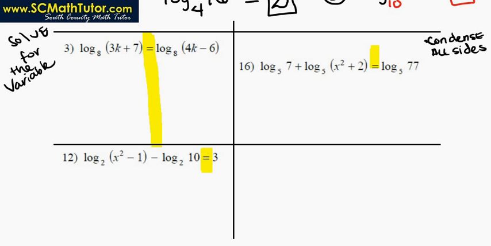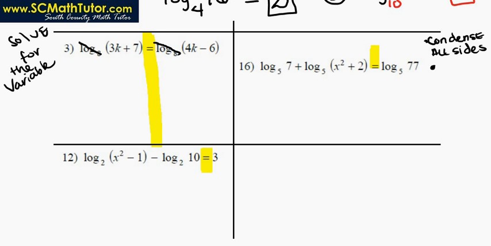Step 2. If you have the same logs on both sides, then that's good. You should be like, yay, this is an easy problem. So notice how I have log base 8 here and log base 8 here. That's excellent. If you have the same logs on both sides, you can cross it out.